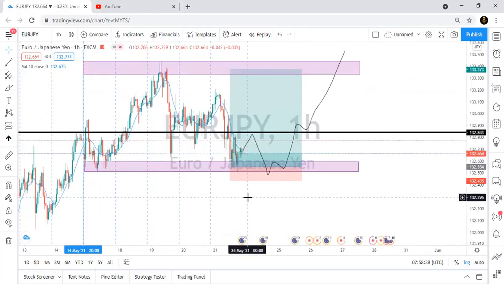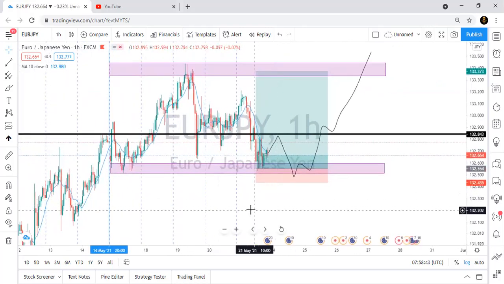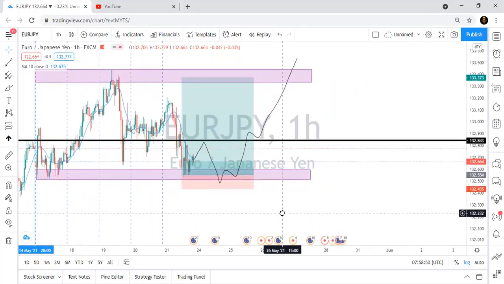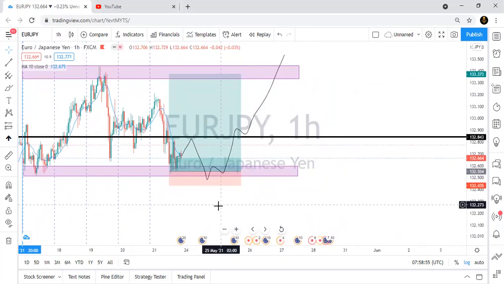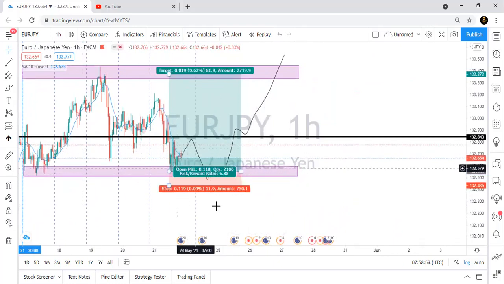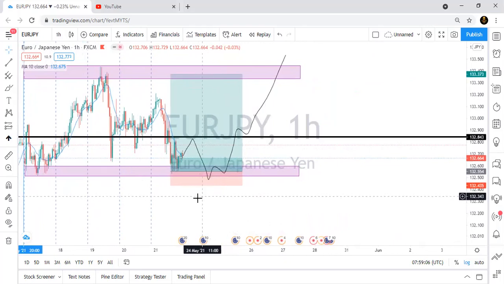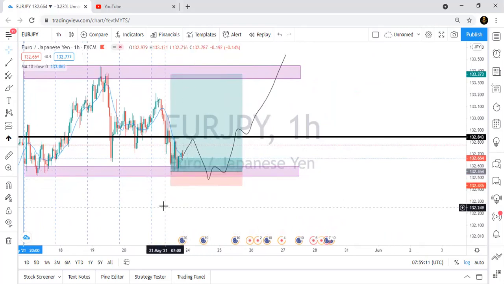This is Euro JPY. That's what I see. Currently, I'm waiting for price to come again and retest this previous demand zone. If you can see, it's like an equal high. So if price comes a bit down, that is where I'll be looking to buy. If I see rejection here, then I'll go long.